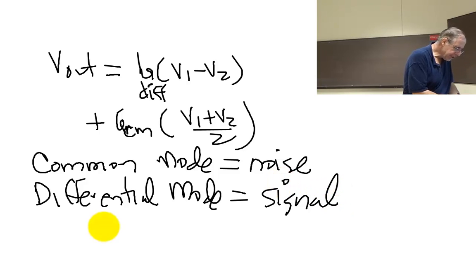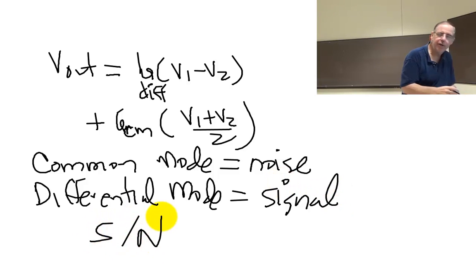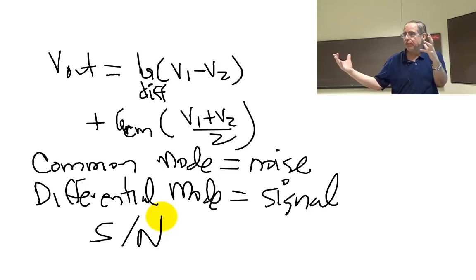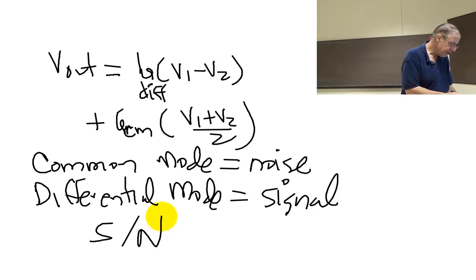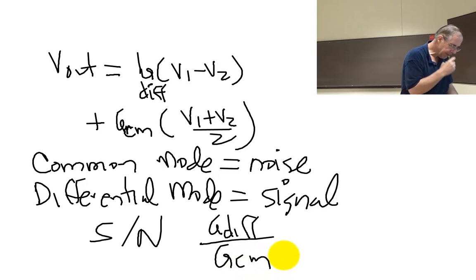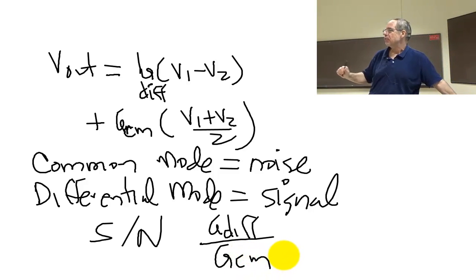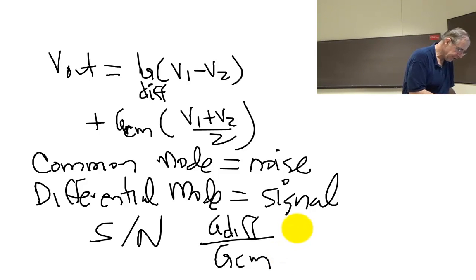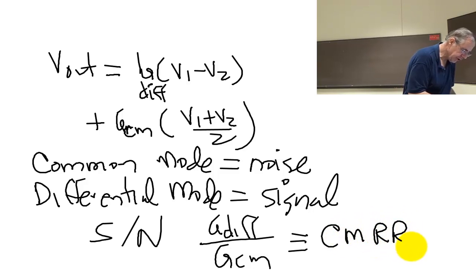And if you've ever heard the term signal to noise ratio, it's important. And that is going to be a function of the differential gain over the common mode gain. And the circuit we just did has a really crappy common mode rejection ratio. Oh yeah, and this is defined to be the common mode rejection ratio. Okay?